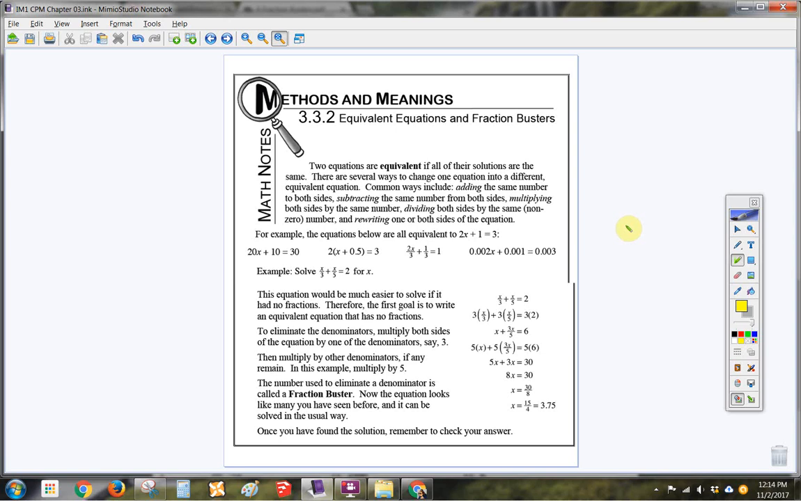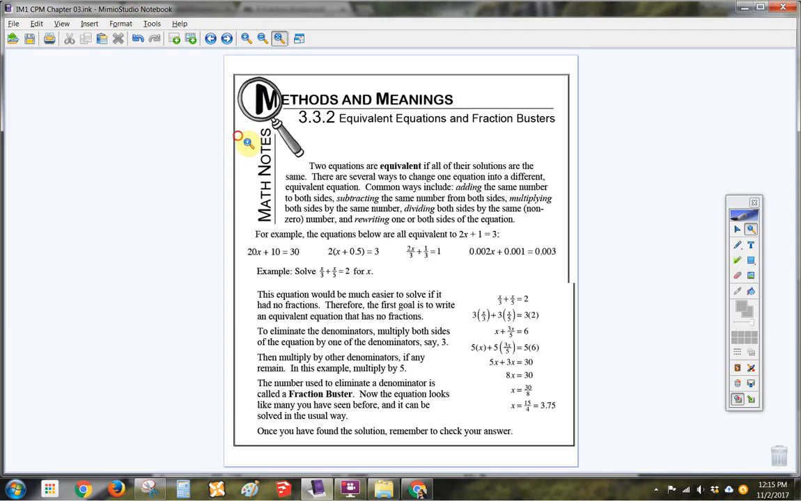Alright guys, we're back to talk about a powerful tool for you to use in solving equations, and that's going to be fraction busting. This is section 3.3.2, equivalent equations and fraction busters. So let's get right into it here.